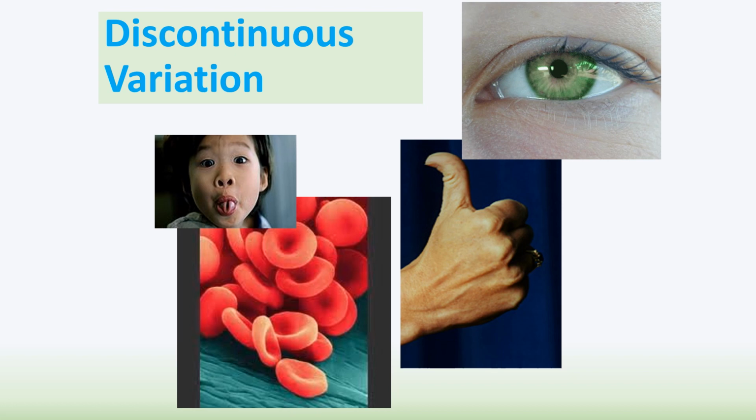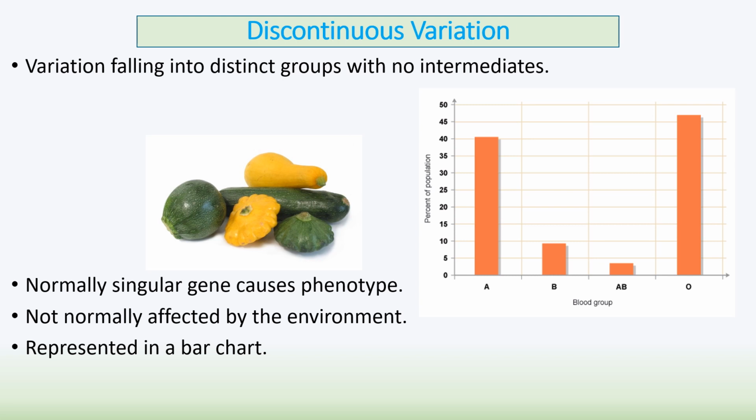Discontinuous variation is one of the two types you need to know. Discontinuous variation is when your variation falls into one category out of a set of categories. Blood group is the best example of this, where you're blood group A, blood group B, blood group AB, or blood group O. But other things could be classed as discontinuous, such as tongue rolling. It falls into particular groups, and as a result we represent it with a bar chart, and there should be a gap between each of the bars. Normally it's caused by a single gene, so it's monogenic, and is not normally affected by the environment.